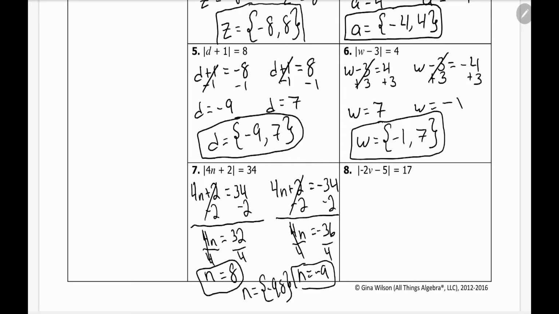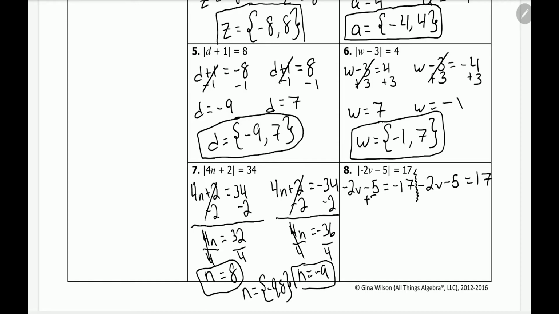All right, let's try number 8. For this one, we have the absolute value of negative 2v minus 5 is equal to 17. We take the thing that's inside, so negative 2v minus 5, set equal to something. Negative 2v minus 5, set equal to something. On the other side of the equal sign, we have 17, so we're going to have a negative 17. And I'm going to separate this a little bit. And a positive 17.